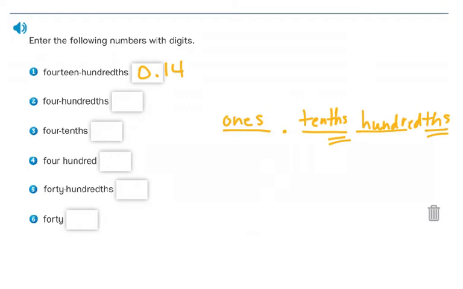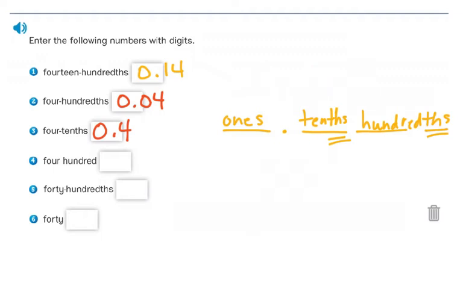Number 2, 4 hundredths. Well, the 4 has to end in the hundredths place. So in order to make sure that it ends in the hundredths place, I have to put a 0 here, and there are no ones. For 4 tenths, the 4 has to end in the tenths place. So the 4 would have to end here. So this is what 4 tenths would look like.